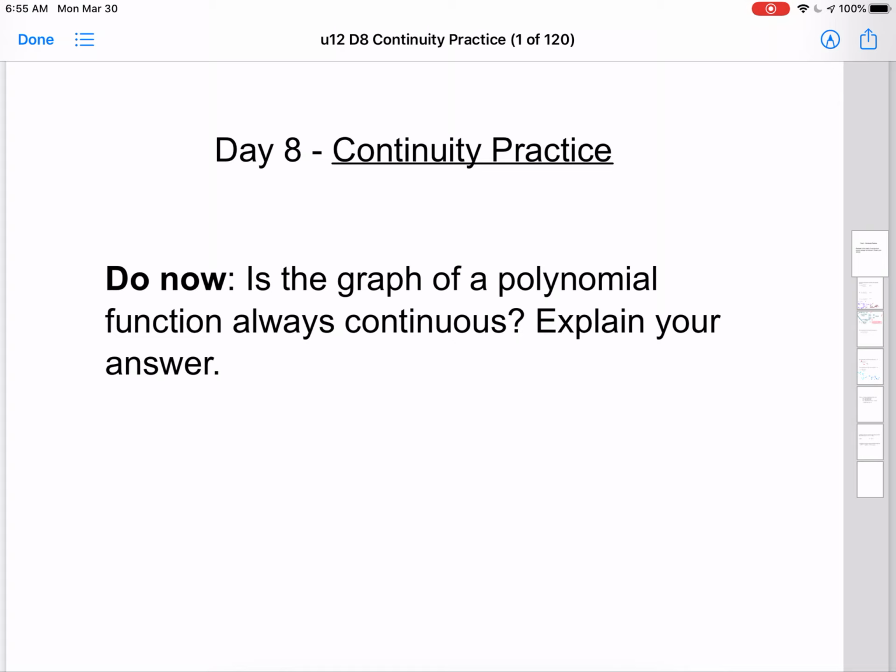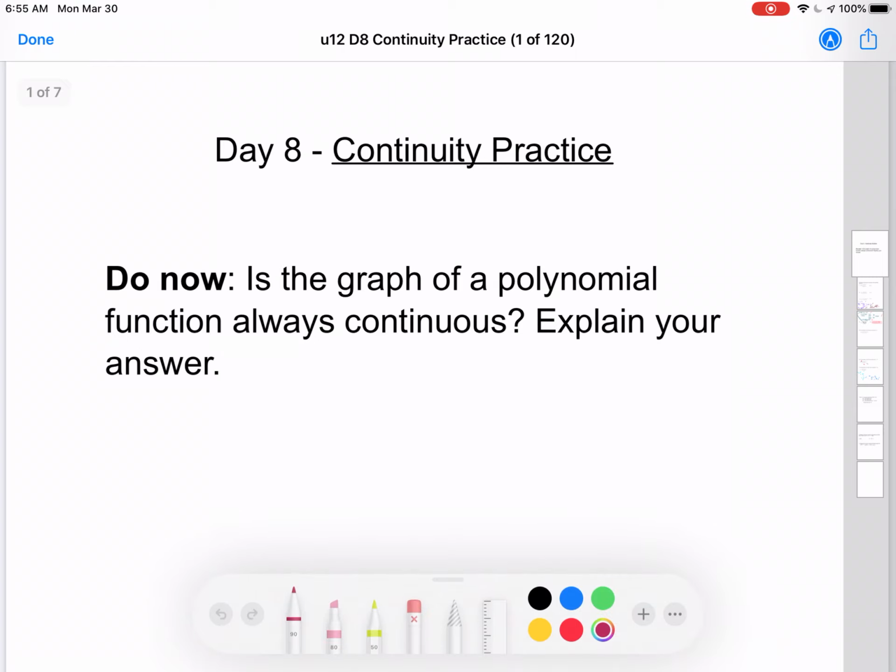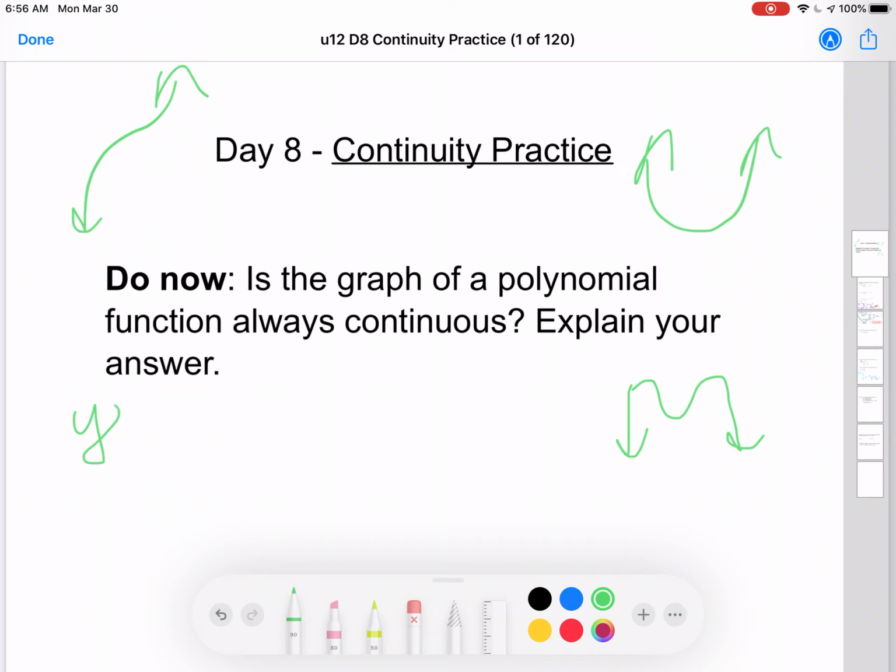It says, is the graph of the polynomial function always continuous? Explain your answer. So think of polynomial functions, a quadratic, a parabola. If you look at any of these, a cubic function, a function raised to the fourth with lots of stuff going on, they're continuous, smooth curves. So the answer is yes.